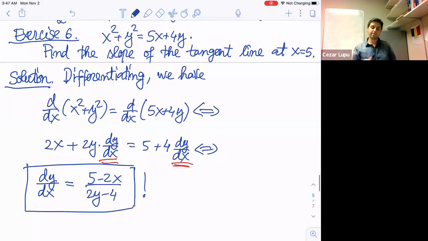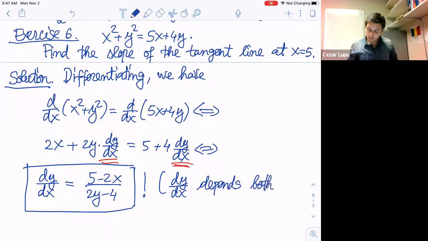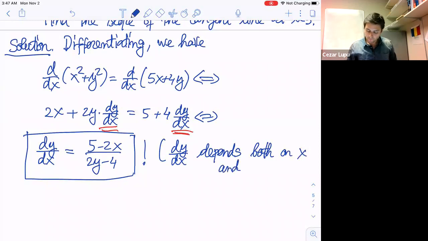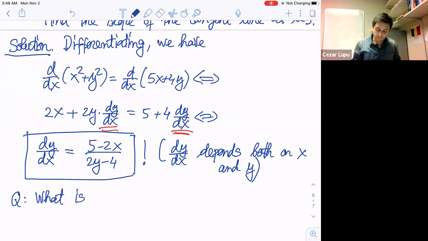Okay, that's great. That was easy. Wasn't hard, right? But now look at the question. We're asked to find the slope of the tangent line at x equals 5. And now we want to notice one thing. First, we need to notice the fact that dy over dx depends on both x and y. So the question we will have to answer is: what is the y coordinate when x equals 5?